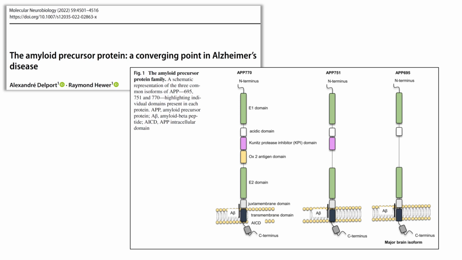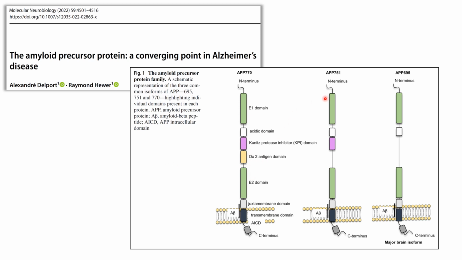Now, let's look at this amyloid precursor protein. Here's a paper from only a few years ago, 2022, in Molecular Neurobiology by Delport and Hewer. And it's basically a review regarding research on the amyloid precursor protein. And I'm referring to this paper because I like this figure from the paper where they show diagrams of the amyloid precursor protein.